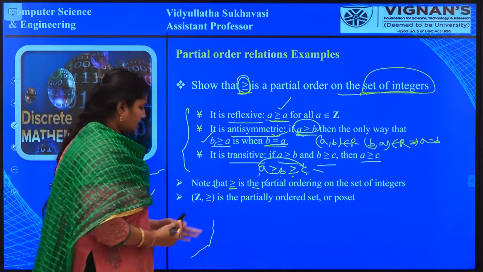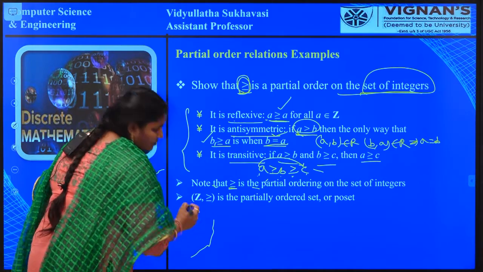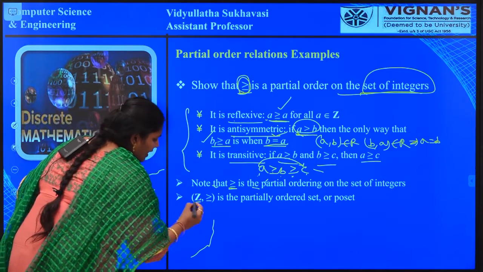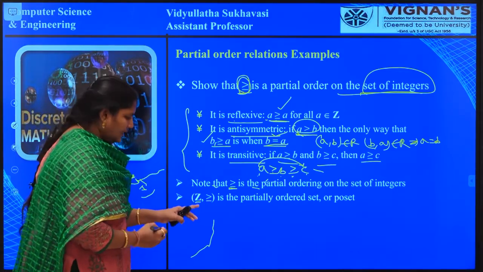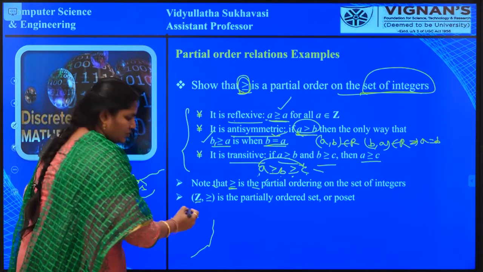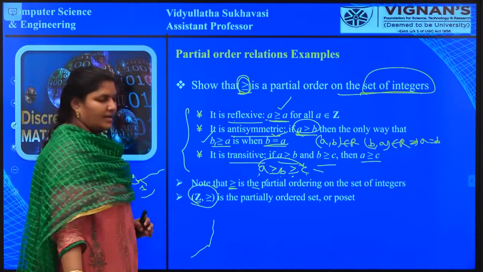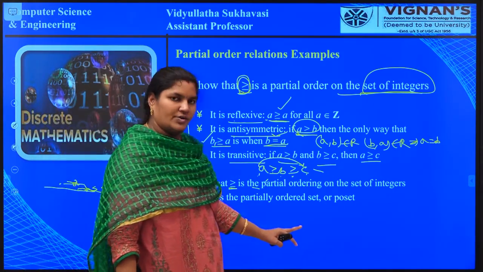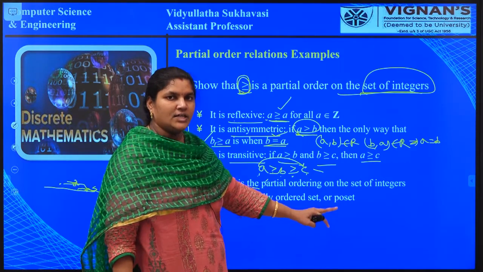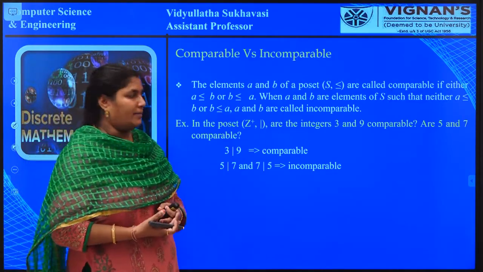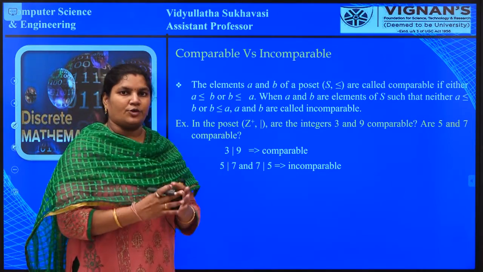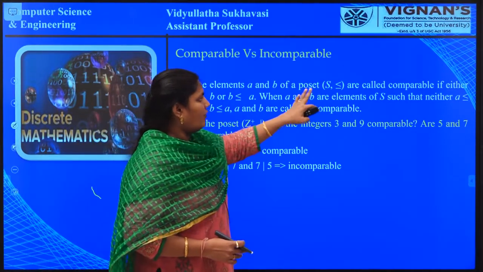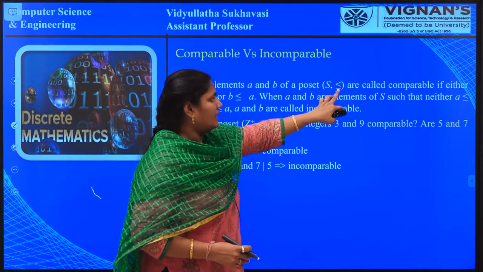For that, how are we going to represent integers? With the Z symbol. That's why we represent the ordered pair (Z, greater than or equal to). This whole thing is called a poset. So (Z, greater than or equal to) is called a partially ordered set, or shortly a poset. Comparable versus incomparable. So here, if you take a set of elements in a poset, the elements A and B of a poset (S, less than or equal to).